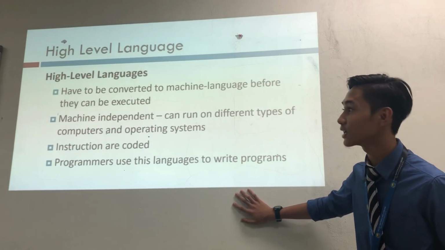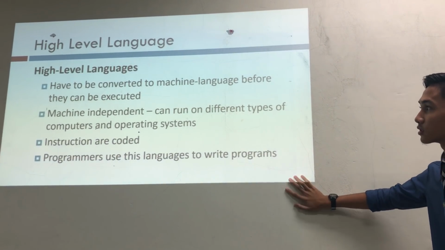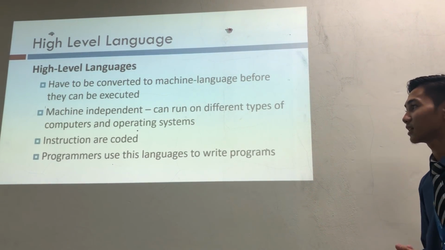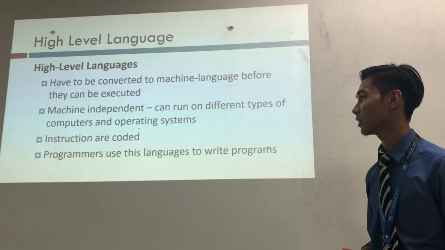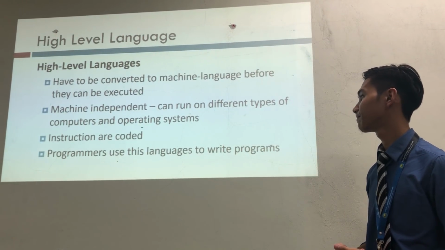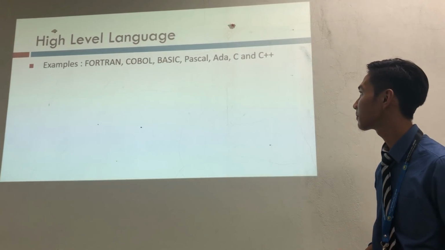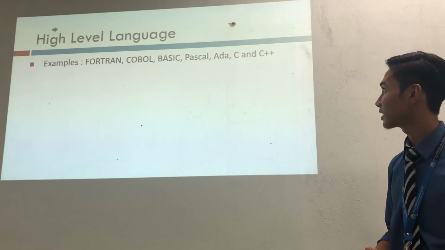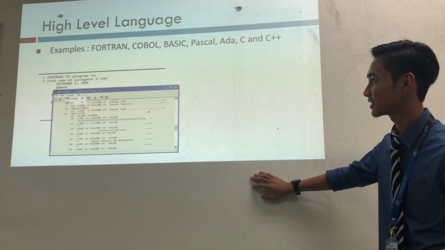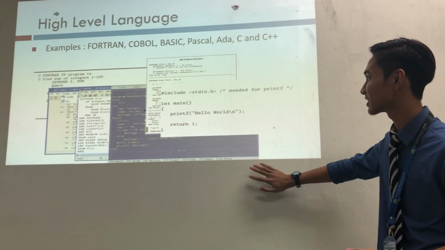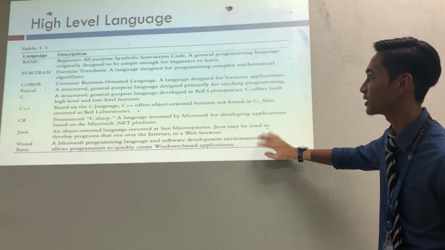For high-level language, you need to convert to machine language before it can be executed. High-level language is machine independent, that is, it can run on different types of computers and operating systems, and its instructions are coded. Examples of high-level language are Fortran, COBOL, BASIC, Pascal, Ada, C, and C++. So this is basically the example of high-level language.